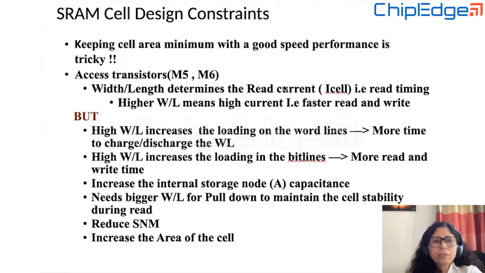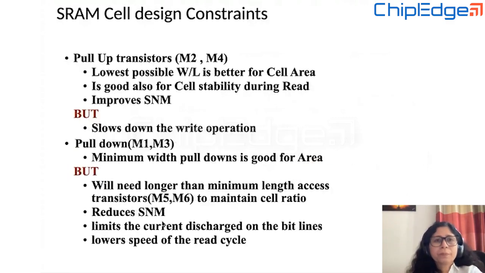So you see, we want to keep it bigger because we want to read and write faster. But we can't put just whatever we want. There are many cons of making it bigger. The pull-up transistors are there just to hold the data. So we would want to make them as small as possible, because they impact the area. The smaller the better, right? And if they are small, they are good for cell stability. They improve the SNM.